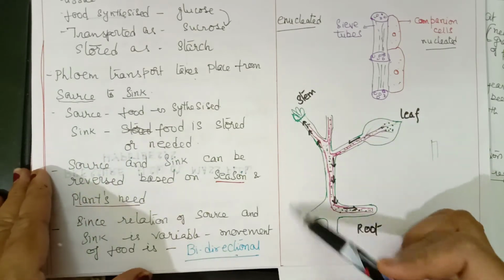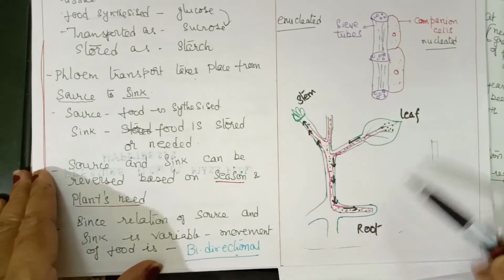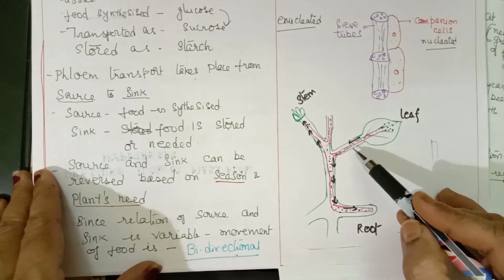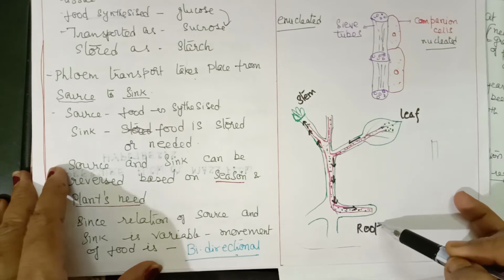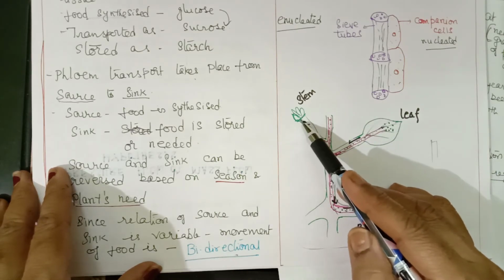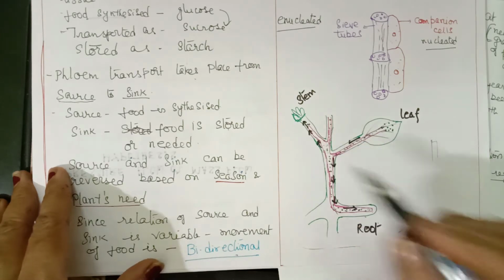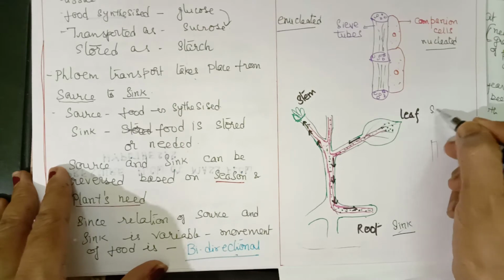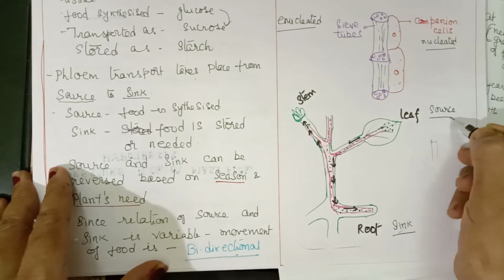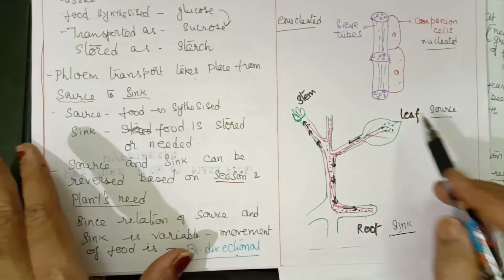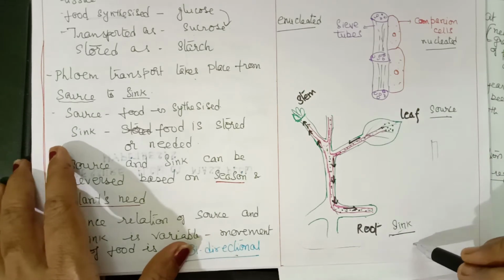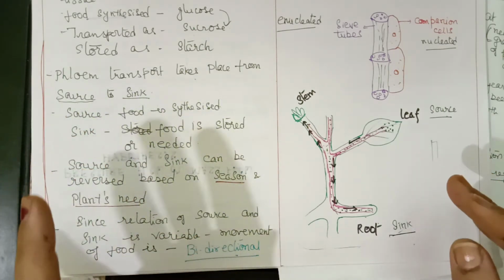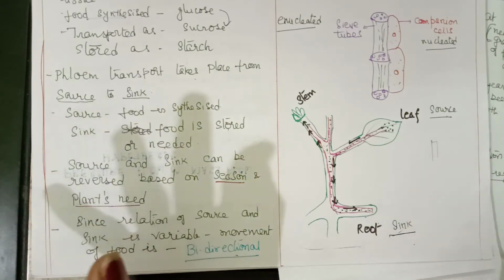In this diagram, we can see the leaf where food material is synthesized, and from the leaves the food is transported to the root and to the tips of the stem. So the root and tips of the stem become the sink and the leaf becomes the source. This concept is explained taking leaf as source and root as sink. Whatever may be the source or sink, the mechanism remains the same.